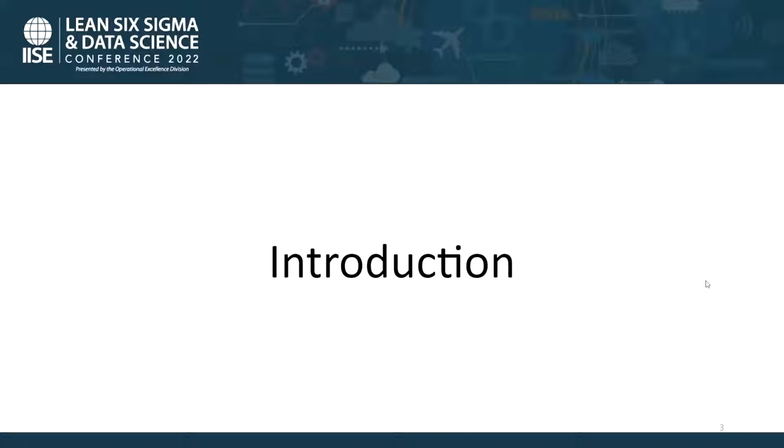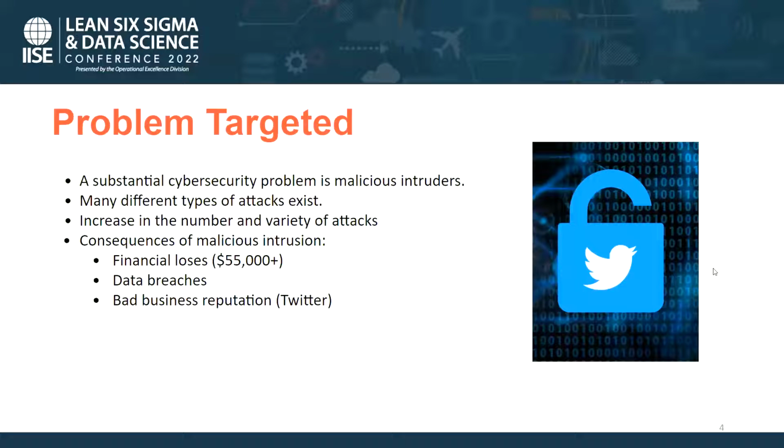So first, we're gonna go over the introduction. The reason why we had to do this research is to reduce the number of intrusions to the systems. As we know, as the internet progresses, many more attacks develop. So our goal is to reduce the amount of intrusion into the systems. And with those intrusions, there are consequences that come with it. For a small business, financial losses are a big issue. It can range from 55K to a million, depending on the size of it.